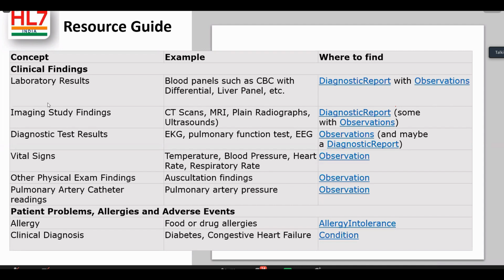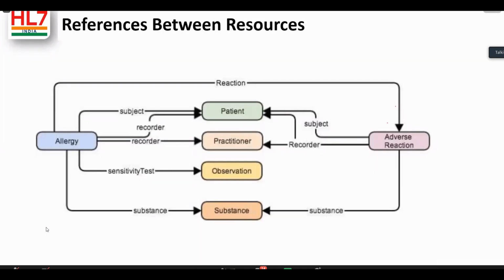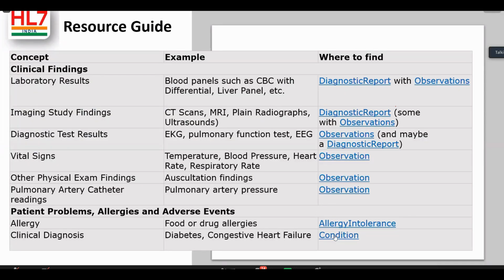Here is the blown up example. For example, if you are doing vital signs, such as temperature, blood pressure, heart rate, respiratory rate, anything, you may look at observation. Similarly, if you are going to work with allergies, you can use the allergy intolerance resource. And if you're using clinical diagnosis, for example giving some kind of diagnosis, you can use the condition. Again, the guidelines are given in the spec itself.